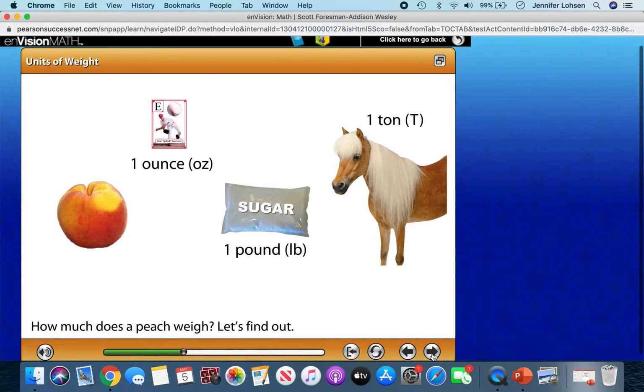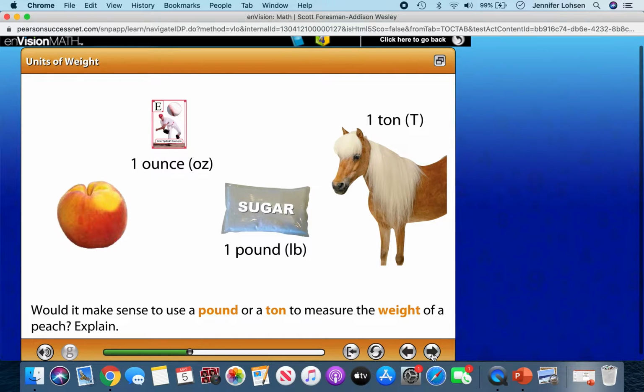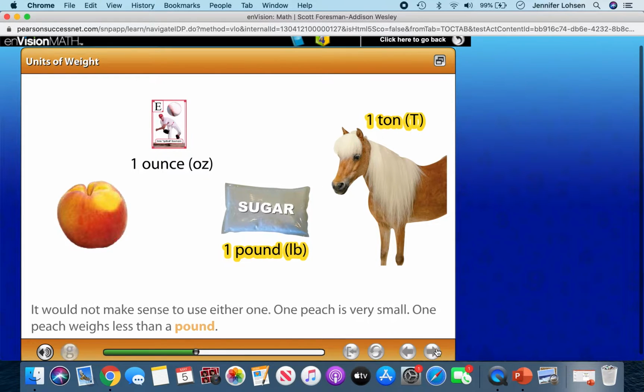Let's find out. Okay, so if you've never had or held a peach before, you could also visualize an apple for this. They weigh about the same. Would it make sense to use a pound or a ton to measure the weight of a peach? Explain. Think about a peach or an apple. If I asked you to measure the weight of that fruit, would you find it appropriate to measure it in pounds or tons? Or neither of those things? It would not make sense to use either one. One peach is very small. One peach weighs less than a pound.